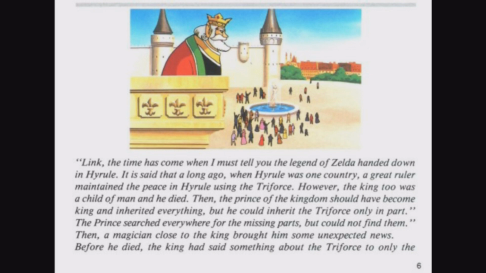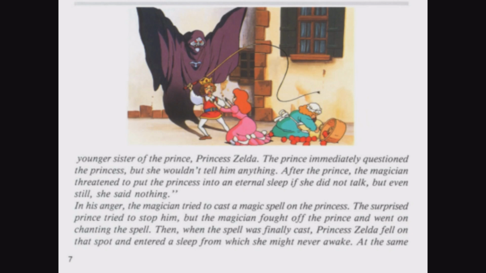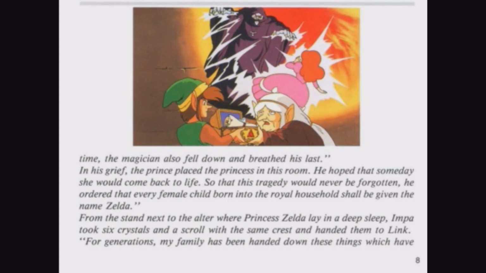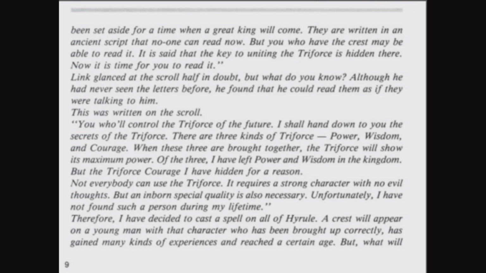Zelda's brother tried to force her into telling their recently deceased father's secrets concerning the Triforce. Princess Zelda refused to reveal its location, and the prince's wizard friend in anger tried to strike her down with magic. Zelda fell under a powerful sleeping spell, but the wizard was unable to control the wildly arcing spell and was killed by it. The prince, filled with remorse and unable to reverse the spell himself, had her placed in the castle tower, hoping she would one day be awakened. He decreed that all princesses born to the royal family from that point on would be named Zelda in remembrance of this tragedy.